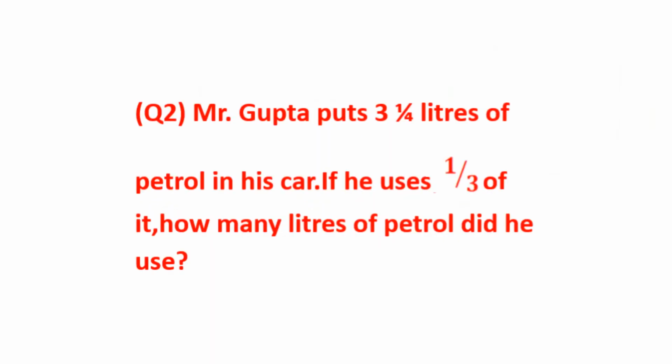Now this is the second question for you. Mr. Gupta puts 3 1 by 4 liters of petrol in his car. If he uses 1/3 of it, how many liters of petrol did he use? Now here 3 1 by 4 liters of petrol is put in the car and only 1/3 of the petrol is used. So you have to calculate what is 1/3 of 3 1 by 4 liters of petrol that is used by Mr. Gupta. Now you will calculate and find how many liters of petrol were used by Mr. Gupta. Your time starts now.